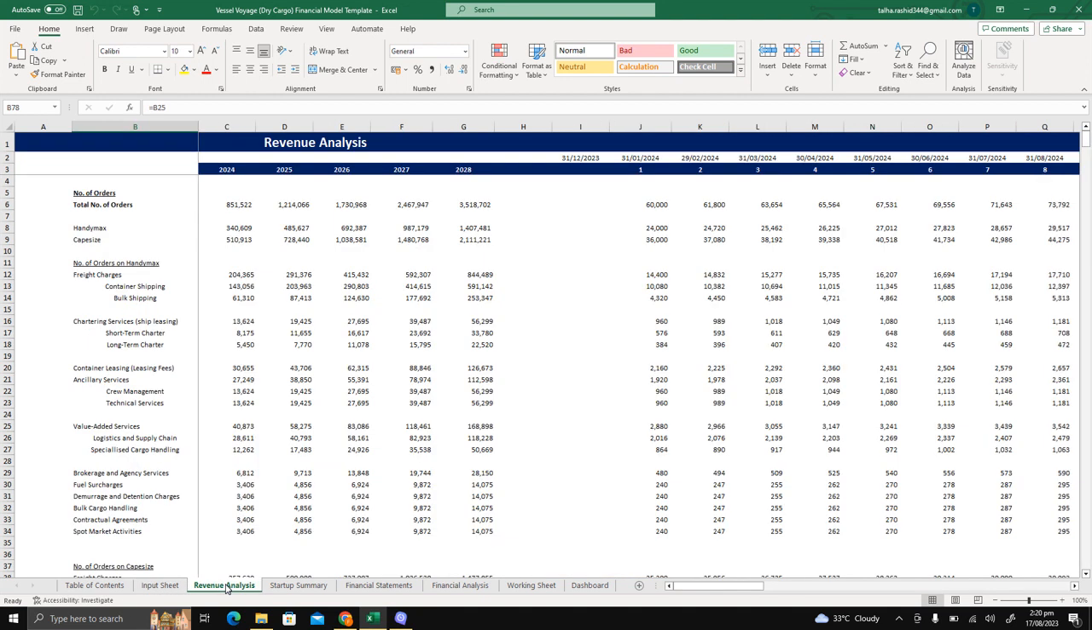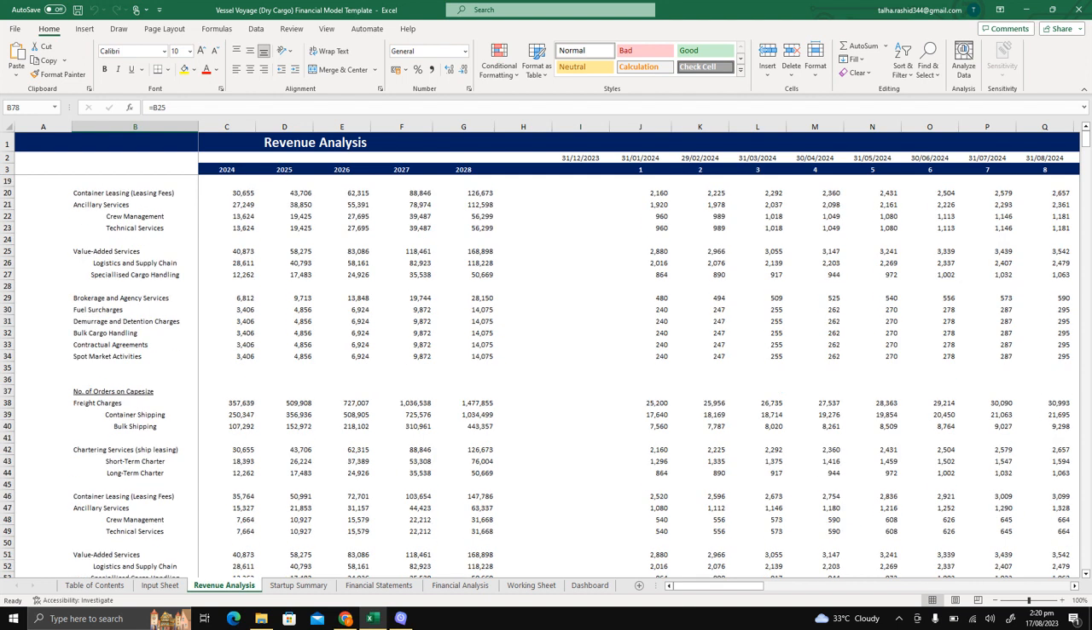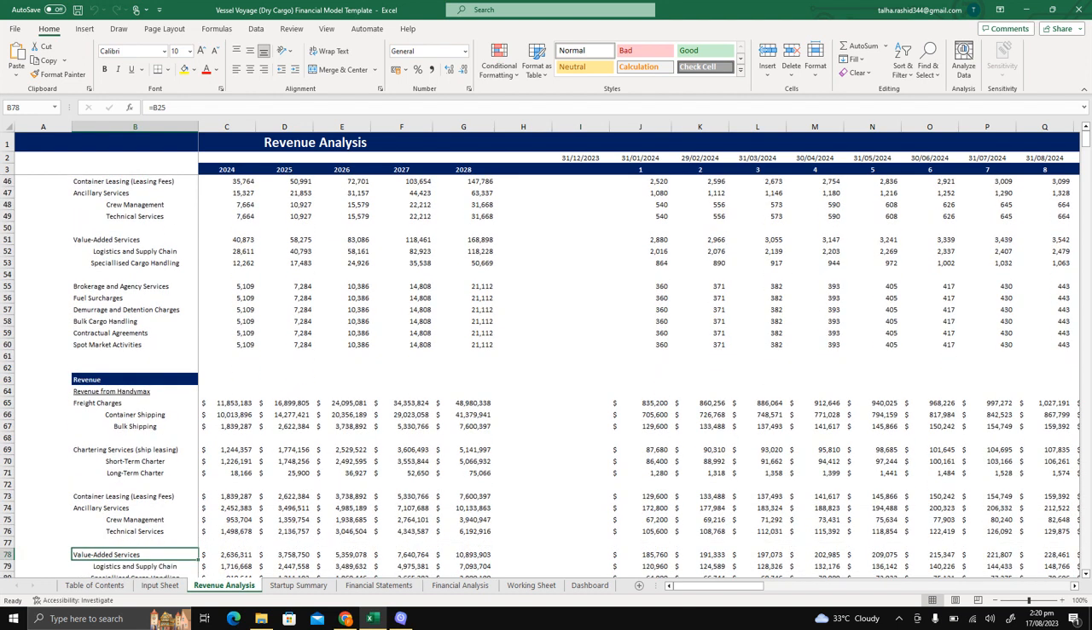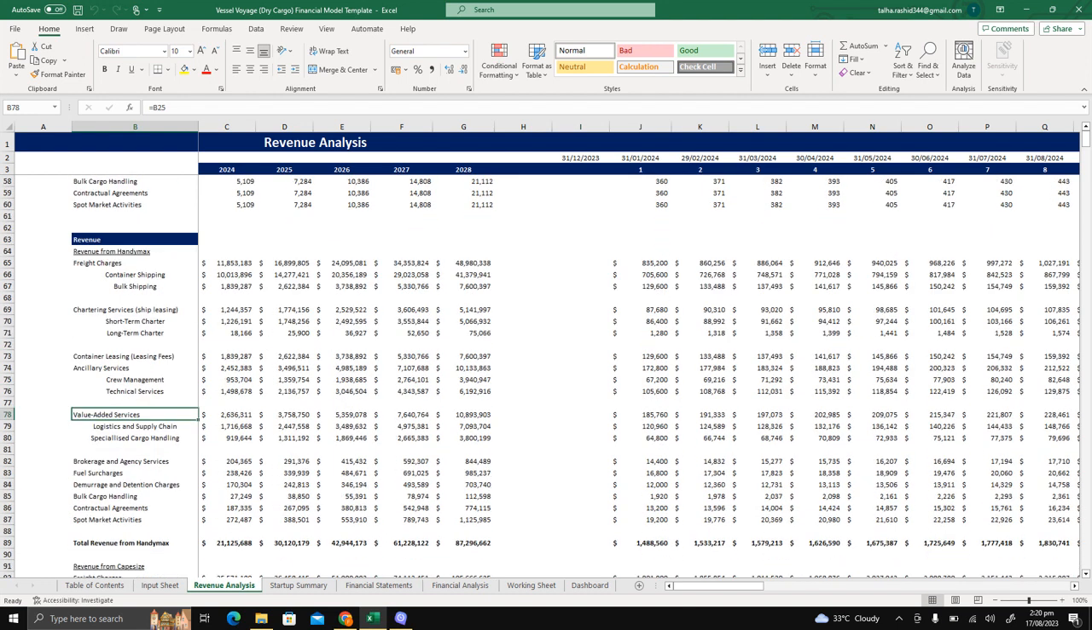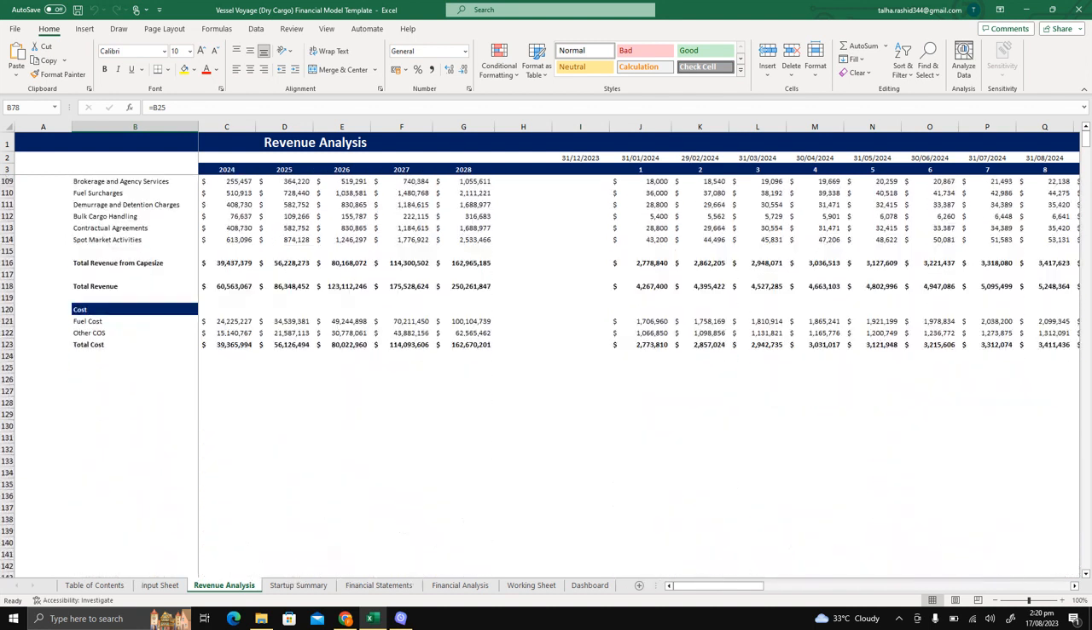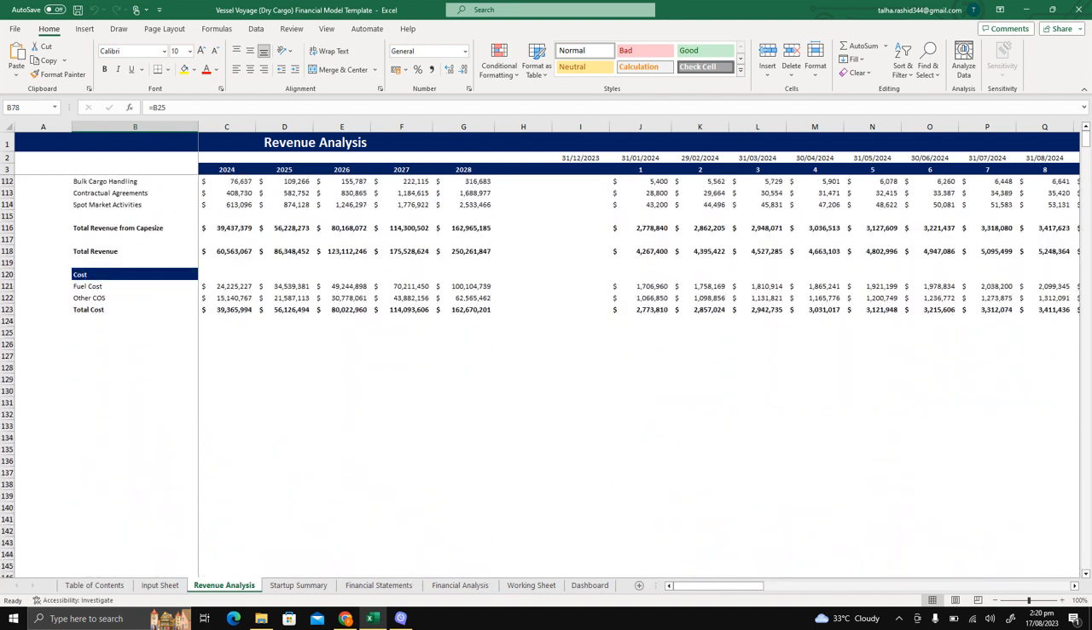Coming towards the revenue analysis, the revenue analysis includes a proper revenue stream of the number of orders as well as the revenue generated from those orders, and then comes the cost on those orders. It tells you about the total revenue as well as the total cost of the company.